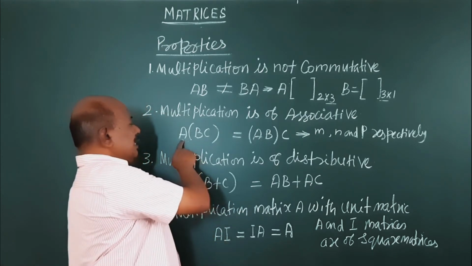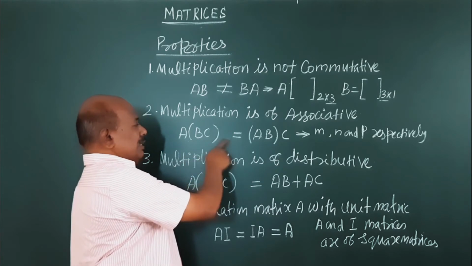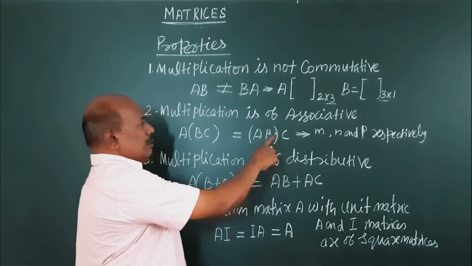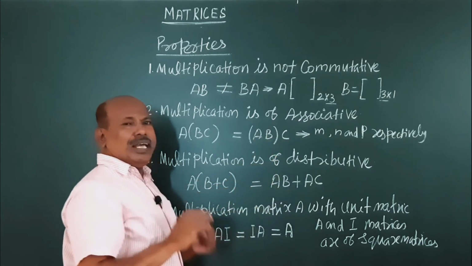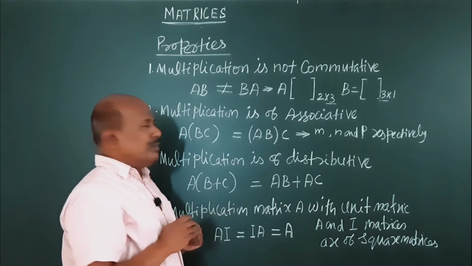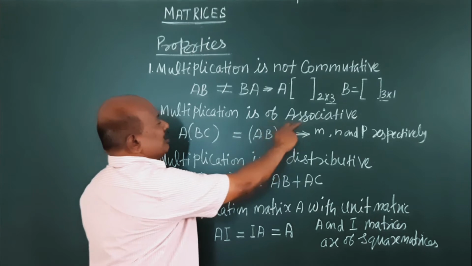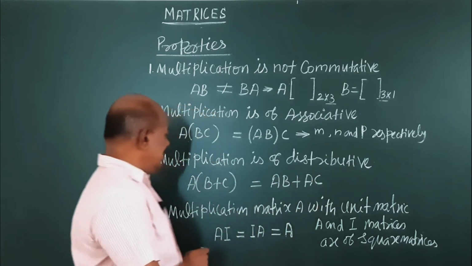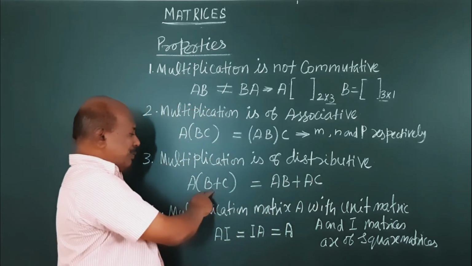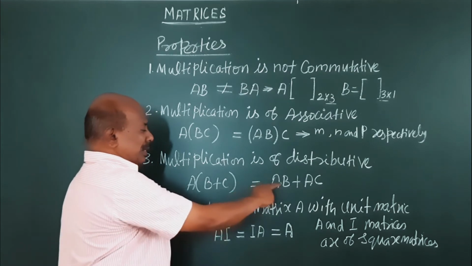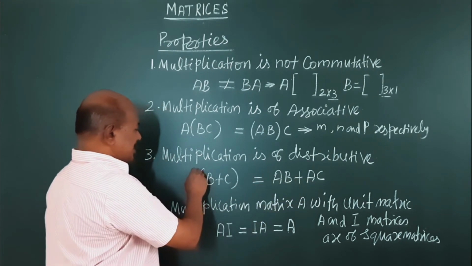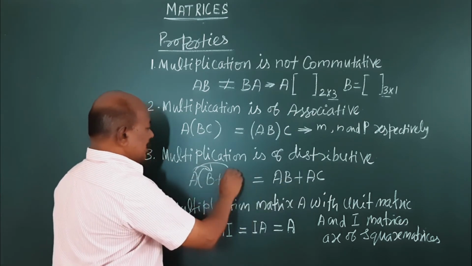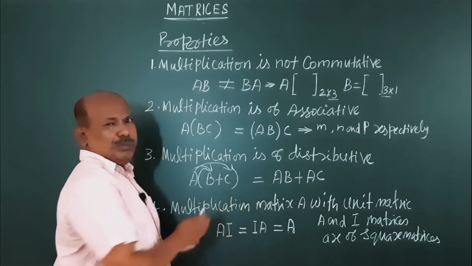You see here, A into B into C equal to A into B, then into C, where M, N and P respectively are of the same order. So that it is associative. Then multiplication is distributive. You see here, A into B plus C equal to AB plus AC, that is distributive. A into B, AB plus A into C, AC, that is distributive.